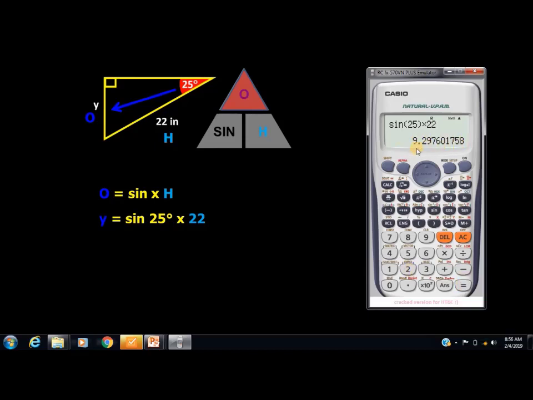Now this answer has too many decimal places. We want one decimal place. Shift, set up, fix is what we'd use, and one decimal place. The answer is 9.3 inches to one decimal place.